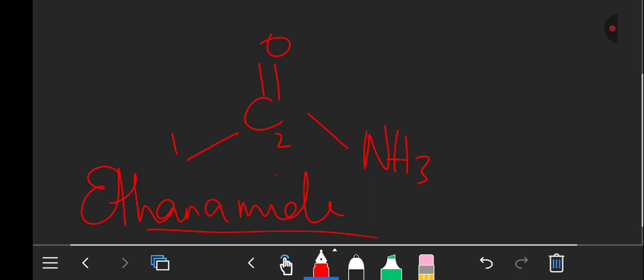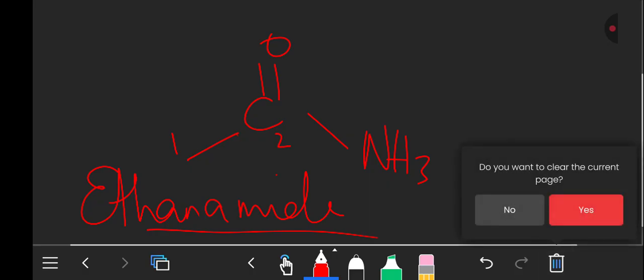Let's look at another scenario. Let's say I have this structure like this.